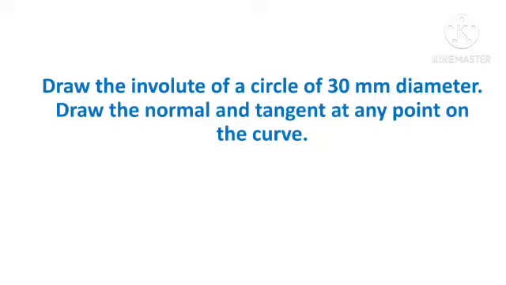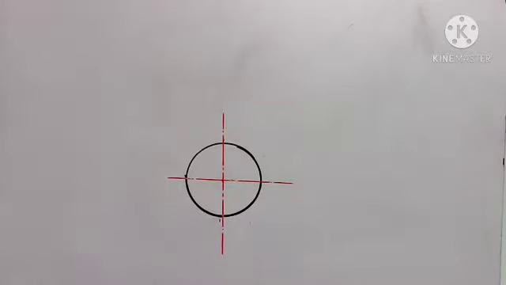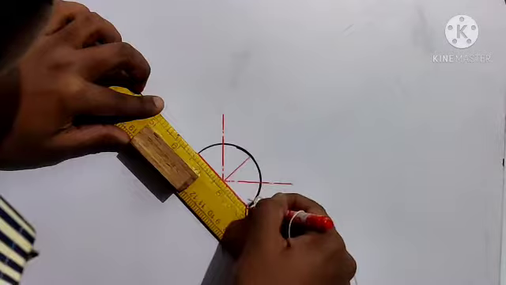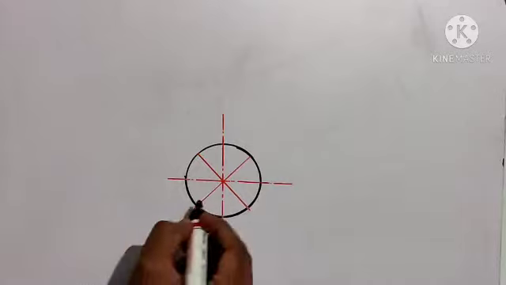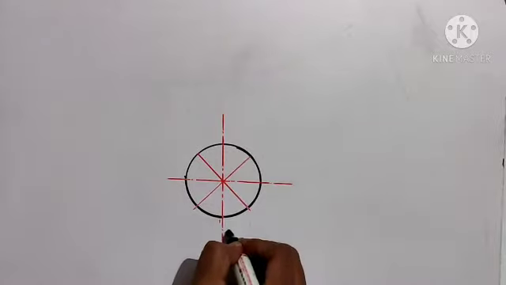First I have drawn the circle with a diameter of 30 mm and I have drawn the axis for that. Next, I am going to divide the circle into 8 divisions. So I have divided the circle into 8 divisions. Next, you need to identify the point at which the string is tied. I am going to consider this as the point, and name it capital P.